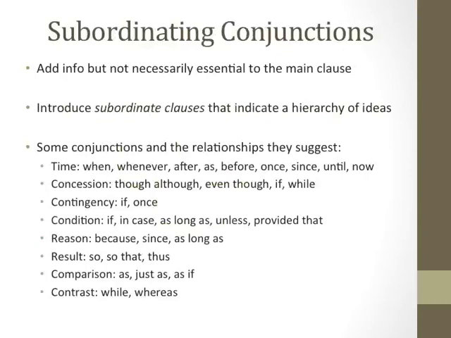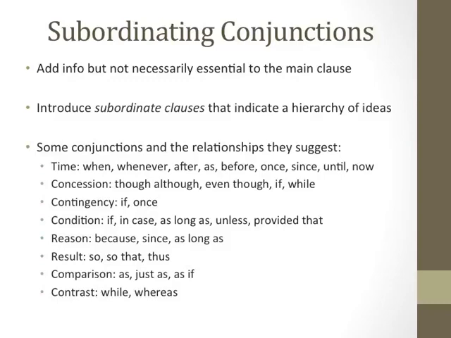So this next part is subordinating conjunctions, and I've been mentioning this one, so let's actually talk about it. A subordinating conjunction adds info, but not info that is necessarily essential to the main clause, right? And so a subordinating conjunction introduces, obviously, a subordinate clause that indicates that there's a hierarchy of ideas, right? One is more important than the other, or one depends on another in order to make sense. So there are lots of subordinating conjunctions that we use all the time, and we can separate them in terms of the kind of relationships that they indicate.